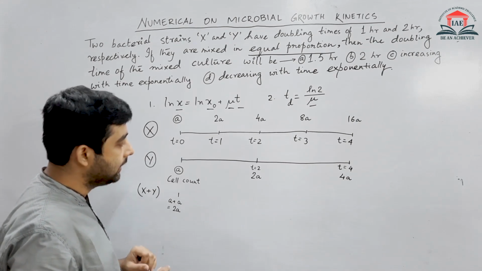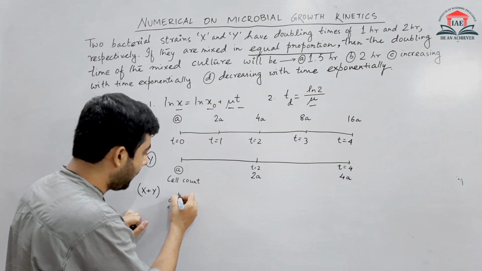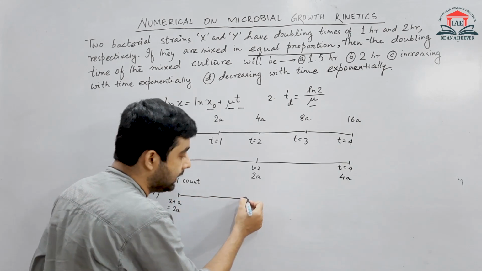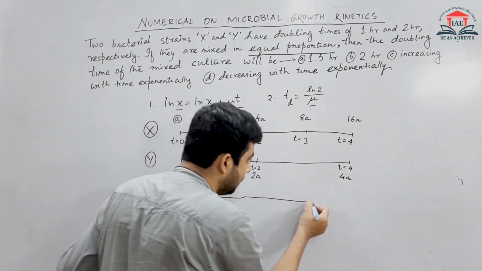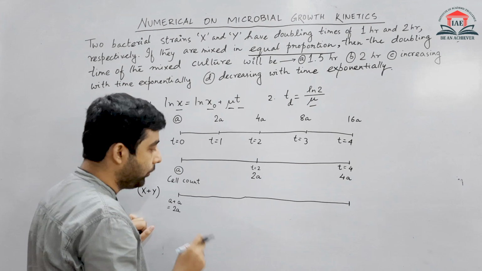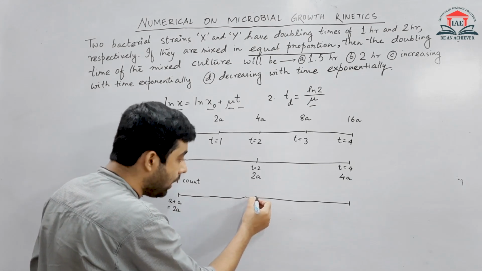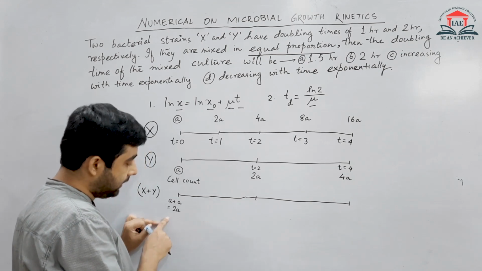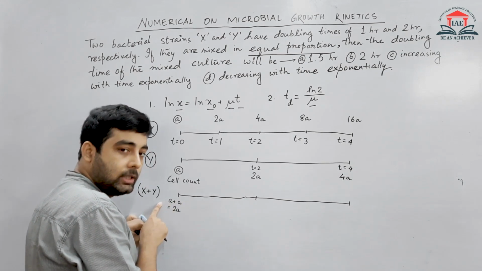So let's just consider, I do not know the doubling time, so what I am doing is just comparing with these individual cycles. After 2 hours, we will be having, because here both the bacteria will be growing independently.